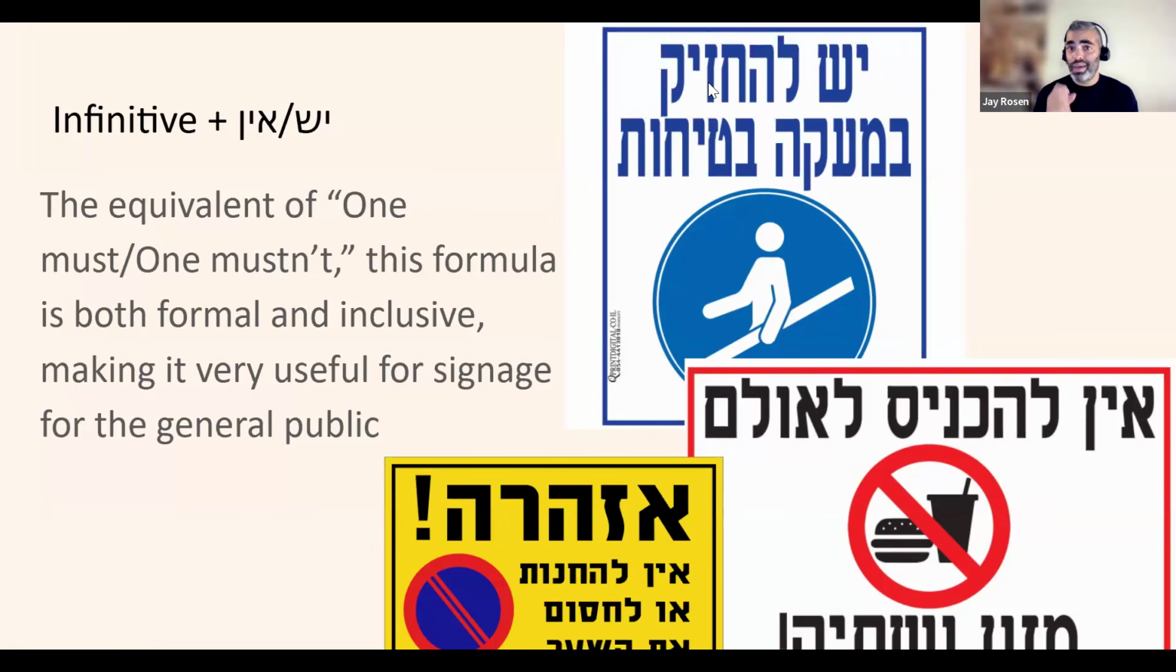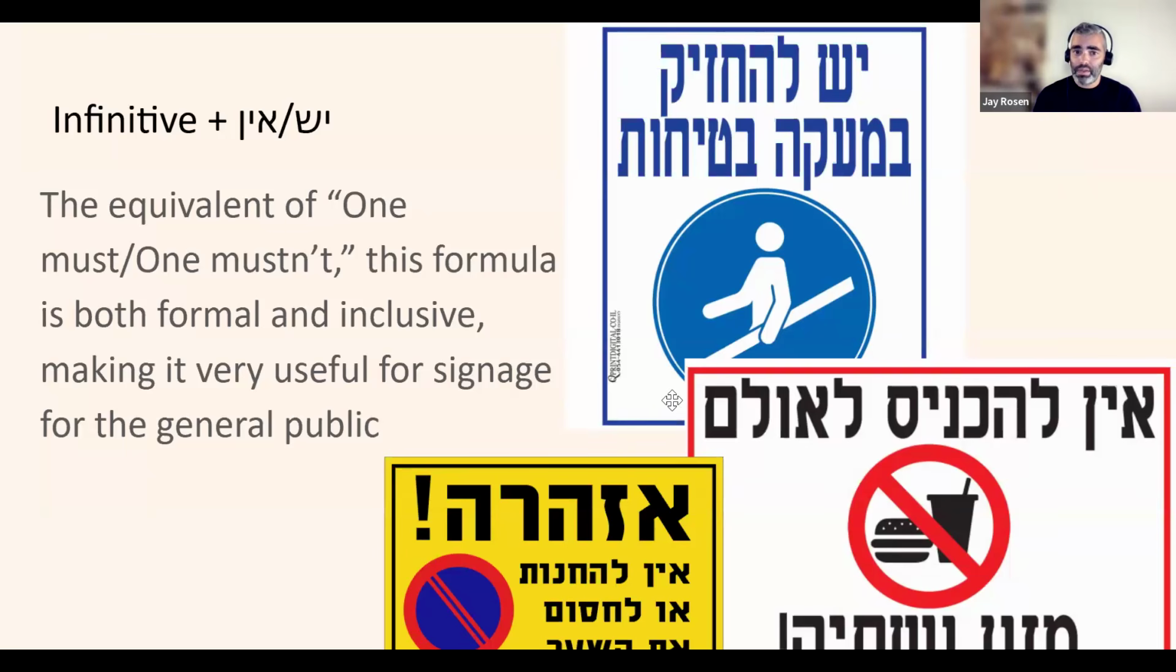So now you understand the picture. You can then reverse translate lehachzik, coming from the same root as the word chazak, strong. Lehachzik is to hold on to something. So if we put this all together, yesh lahachzik b'ma'akeh b'tichut, one must hold on to the safety rail. Understanding that yesh plus the infinitive means one must do something.